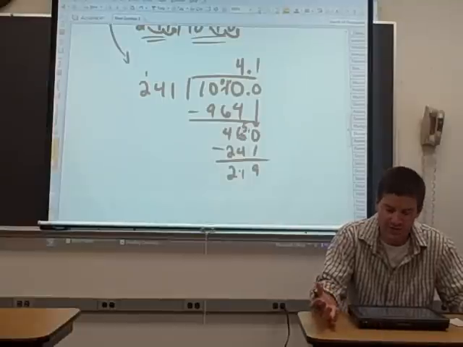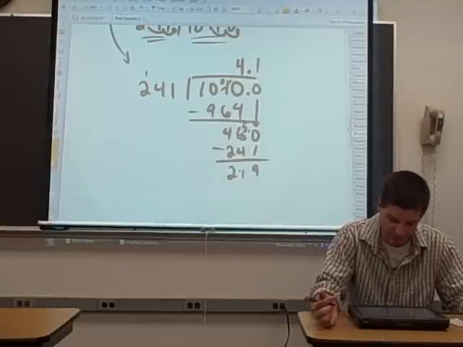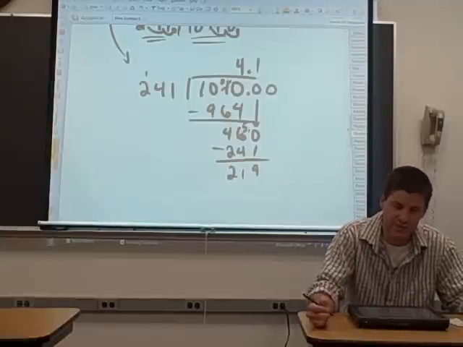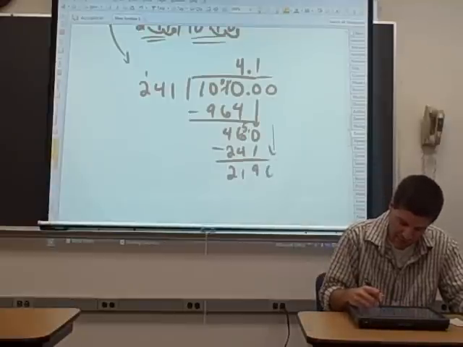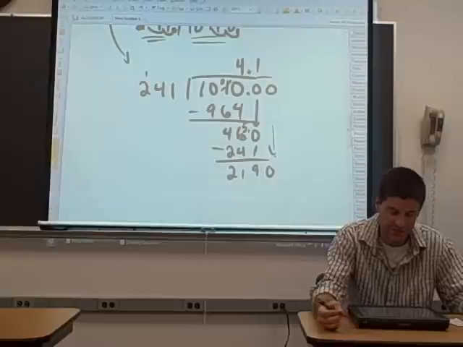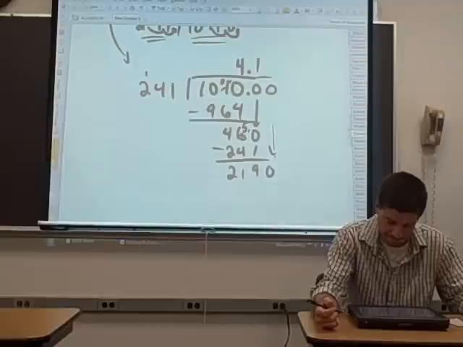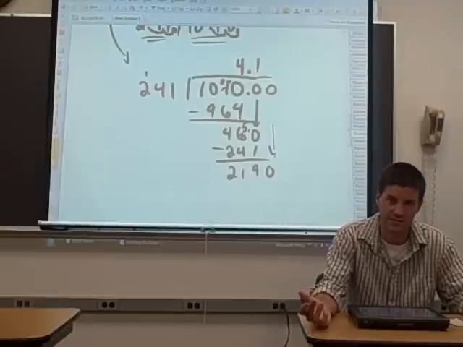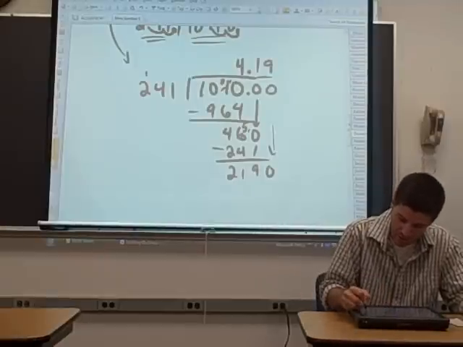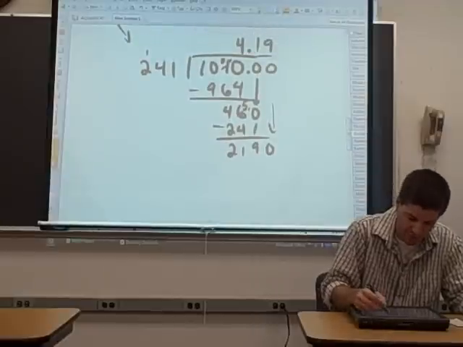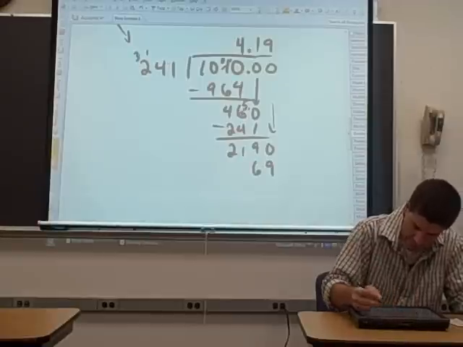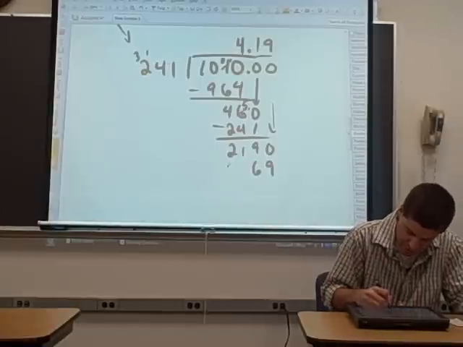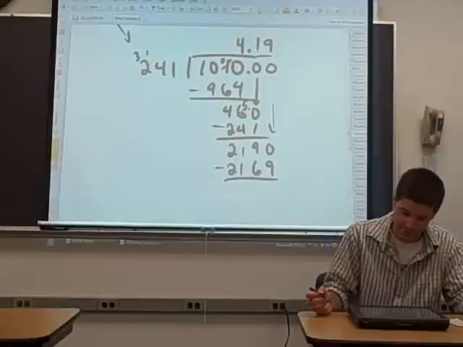Let's do this one more time. Let's continue this to one more decimal place, and then we'll round. So if we want another decimal place, all we have to do is add a 0 in our dividend, and bring that 0 down, and continue dividing. How many times does 241 go into 2,190? My guess is that the answer is 9. Let's try 9. Multiply 9 by 241. 9 times 4 is 36. 6. 9 times 2 is 18. Okay, good. It looks like 9 was the right answer.